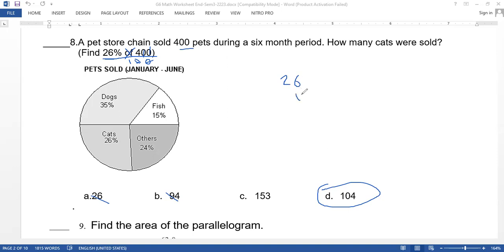26 multiply 4 here. Simply, guys, 4 times 6, 24. 4 times 2, 8, plus 2 equals 10. So we put it in here. So the answer is 104. Next question.